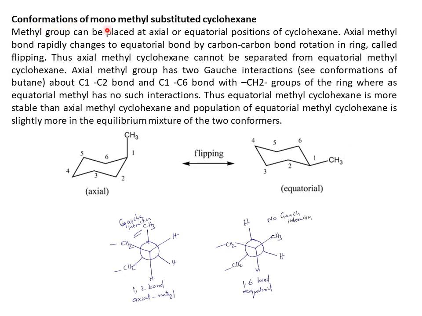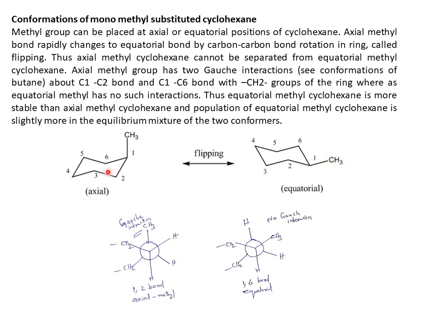Let us look at conformations of monomethyl substituted cyclohexane. This is monomethyl substituted cyclohexane. The methyl group can be placed at an axial position or an equatorial position. Here in this molecule, the methyl group is placed at the axial position, whereas if you do flipping, this CH2 group comes down and this CH2 group comes up due to carbon-carbon single bond rotation inside the ring. The flipping process takes place, and the CH3 group in the axial position comes to the equatorial position as shown here.